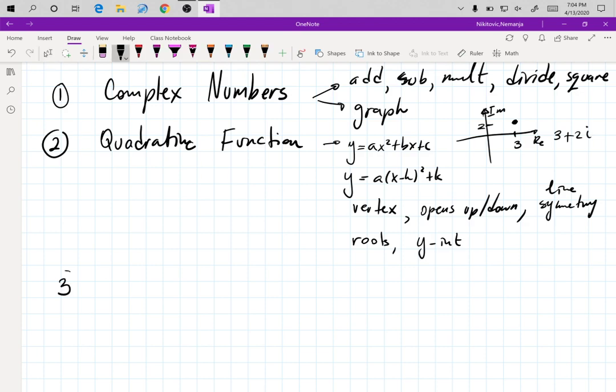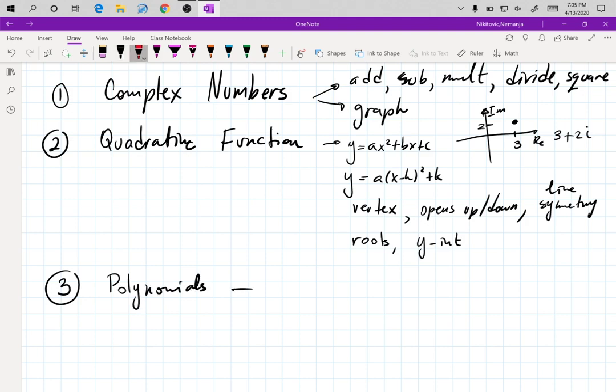All right, number 3. This is from 2.3. So technically these are like 2.1, 2.2, and so on. So we're going to do the polynomials.